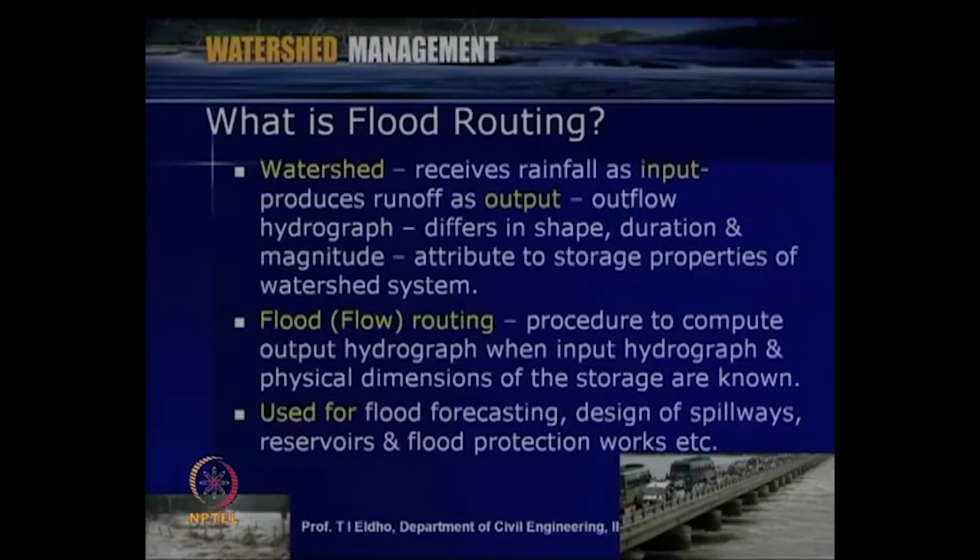Within this context, let us look at what flood routing or flow routing is. Flood routing or flow routing is a procedure to compute the output hydrograph when the input hydrograph and the physical dimensions of the storage are known. For example, if you consider a river, the flow will be coming from various locations as overland flow, or as inflow to a particular location. If you consider any location, the discharge versus time, we can see that the shape and other properties will be changing. So, flood routing is a procedure to compute the output hydrograph at any location with respect to time for the given input hydrograph, and the physical dimensions and storage properties of the river, channel, overland flow or watershed.